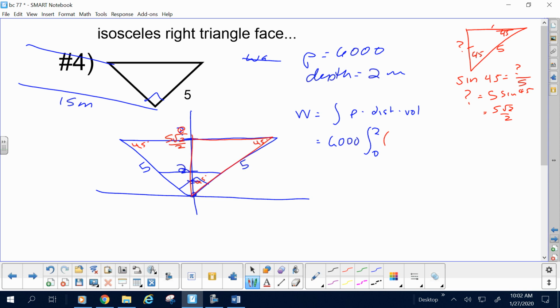So what's the distance? 5 root 2 over 2 minus y. The volume of the sheets. The volume is length, width, height. Now these are back to rectangular sheets. The length is 15. The width, constant x or 2x? 2x. And the height? Y. An xy relationship.